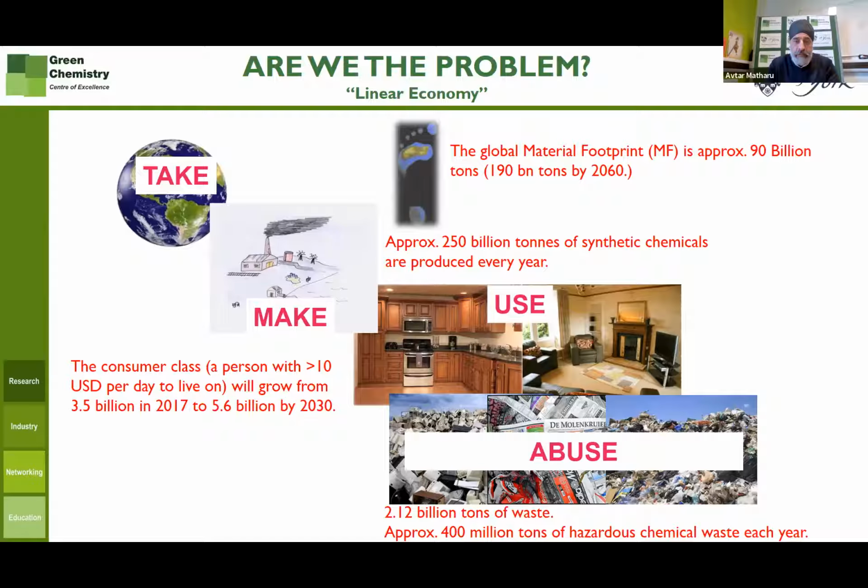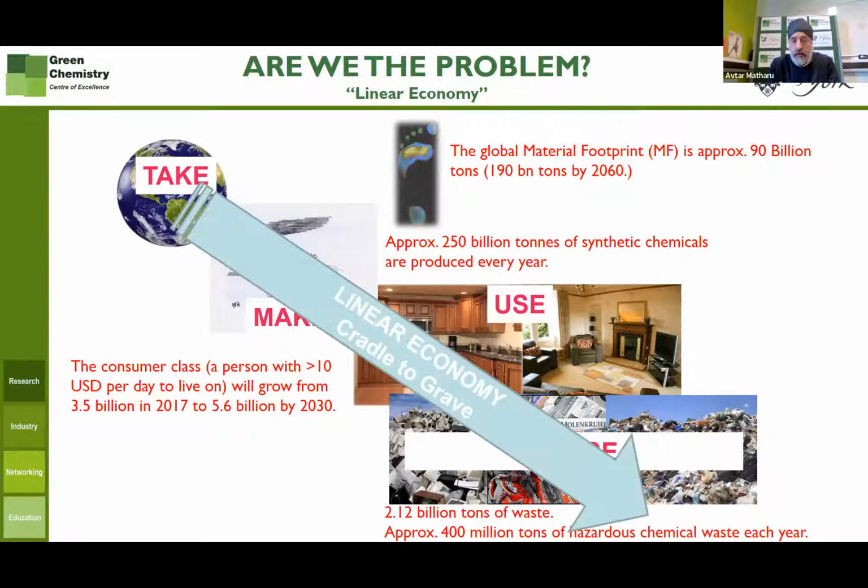But also as society becomes more affluent, so Nick partially mentioned consumerism in her slide, the consumer class, that definition is given to people who have more than $10 per day to live on. That's going to increase from approximately 3.5 billion to 5.6 to 6 billion by the end of the decade. So there are going to be more articles and goods in use. And unfortunately, at end of life, a lot of the material that we use ends up in waste or landfill, and we abuse the resource that we take from Mother Earth.